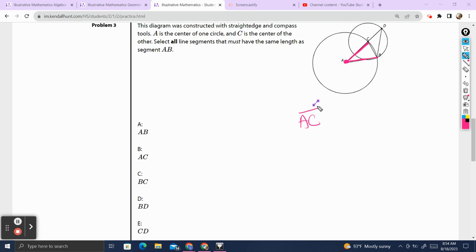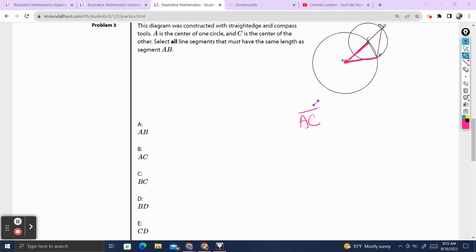Now, I'm looking at my other segments, and I'm thinking, is there anything else that I know must have the same length? Well, circle C does not have the same radius as circle A, so I know that that can't be an answer. BD looks like it could be the same length, but I don't actually have any proof that it's the same length, so I'm not going to put BD as part of my answers.